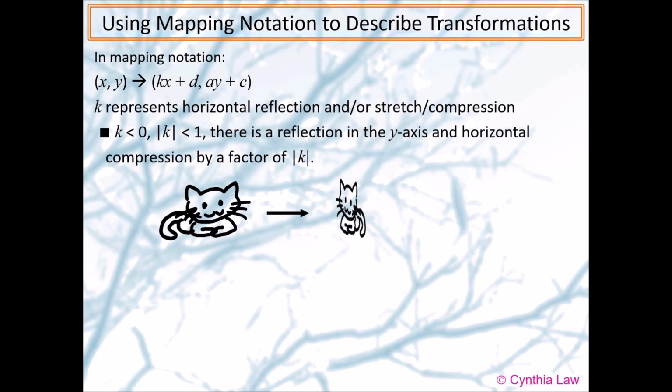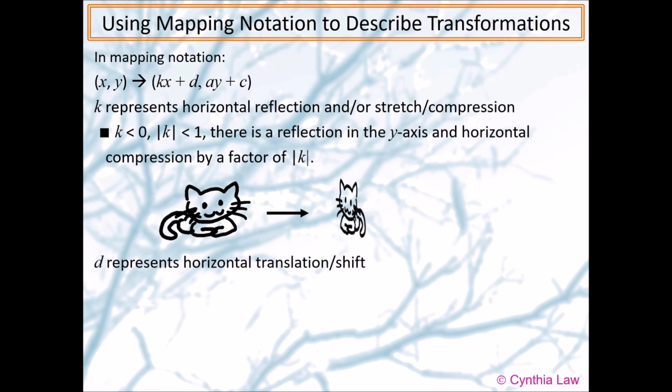When k is less than 0 and the absolute value of k is less than 1, there is a reflection in the y-axis, and we also have a horizontal compression by a factor of the absolute value of k. So you can see that the cat has been reflected and is also compressed.